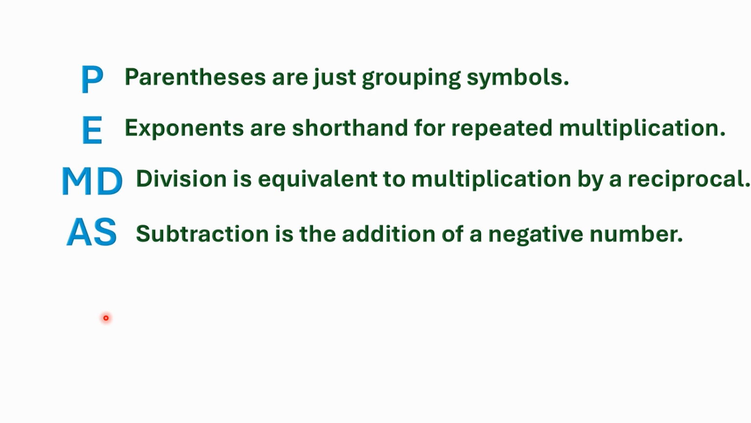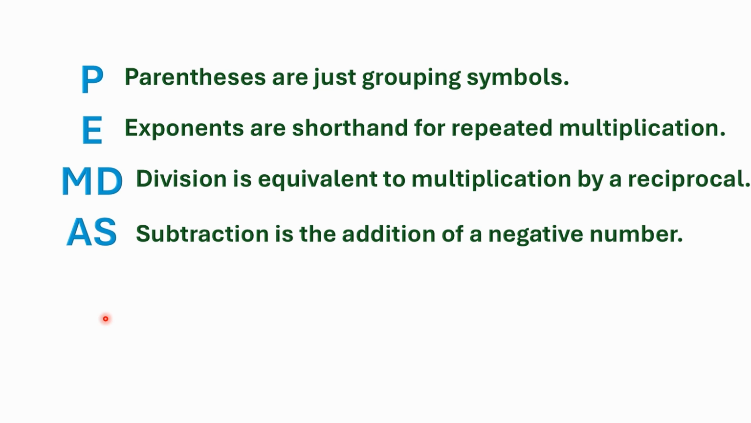First of all, PEMDAS, yes, it does have six letters, but you need to understand what they represent. The P is for parentheses, the E is for exponents. Parentheses are just grouping symbols. They're telling us that we need to solve everything inside of them using the order of operations. We need to prioritize any exponents, multiplication, division, addition, and subtraction that we find inside of those parentheses first.